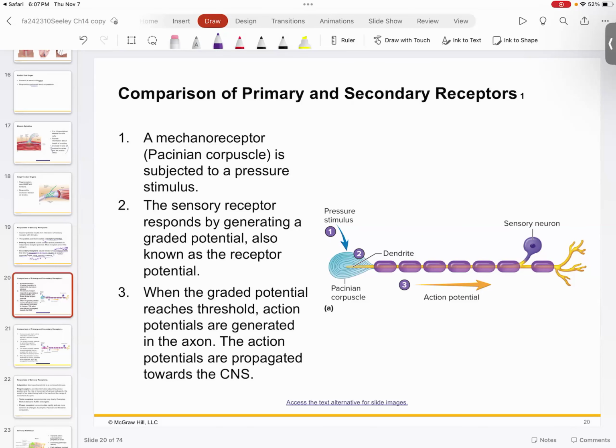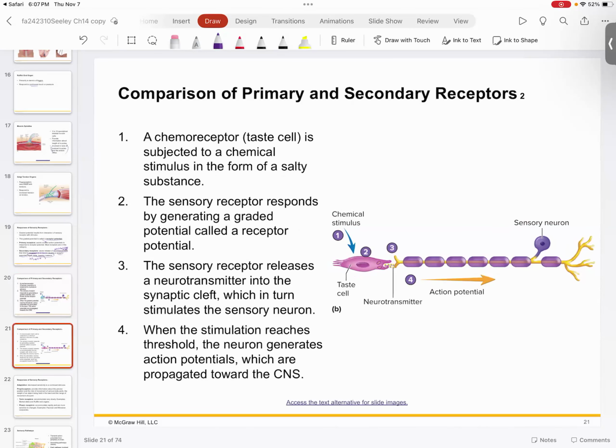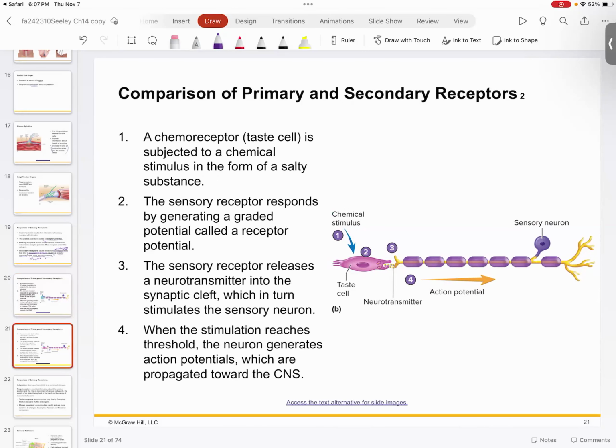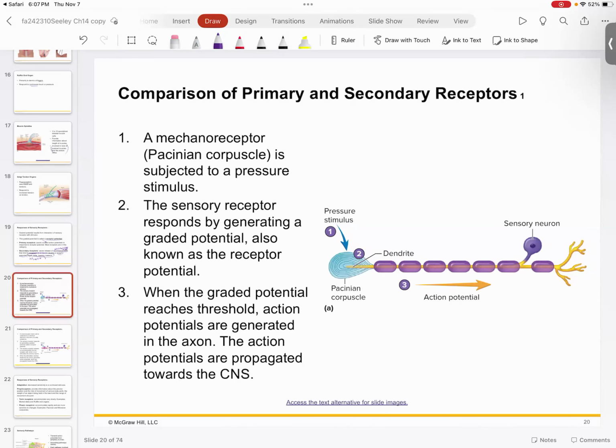So here's a comparison of the two. The first one we're going to take a look at is the primary receptor, and then the second one is the secondary receptor. In the primary situation, the example we're going to use is a Pacinian corpuscle, right? That's that deep pressure corpuscle in your skin. Generally speaking, the stimulus will come in, and it's usually a type of mechanoreceptor.